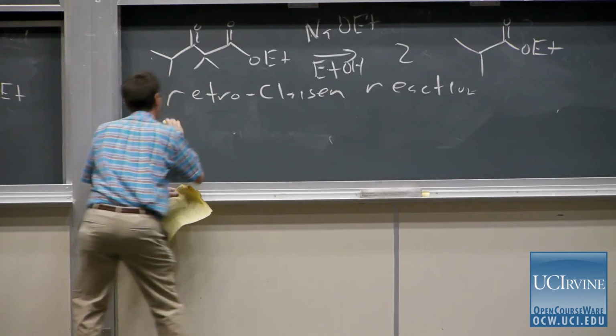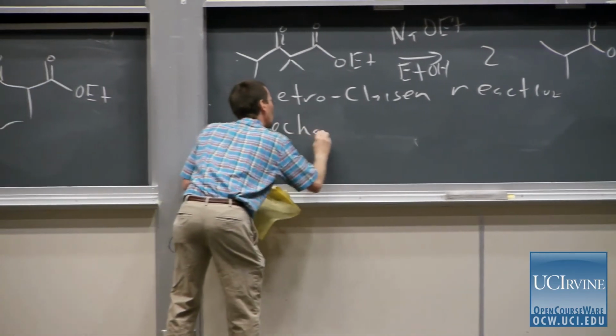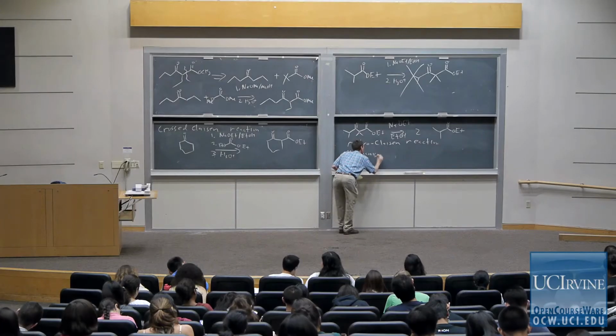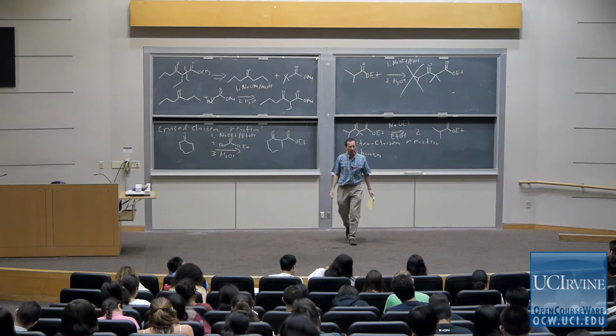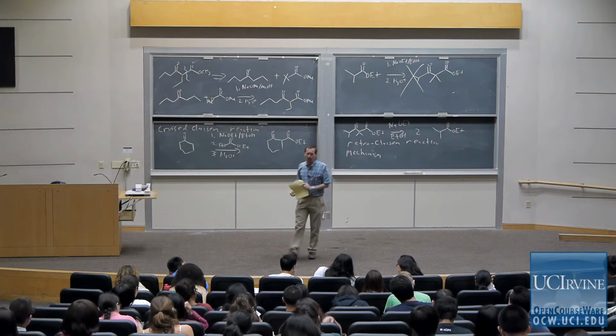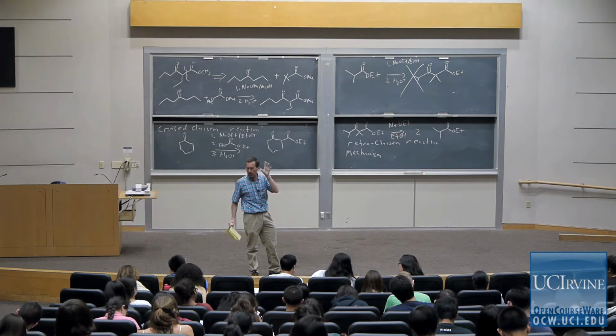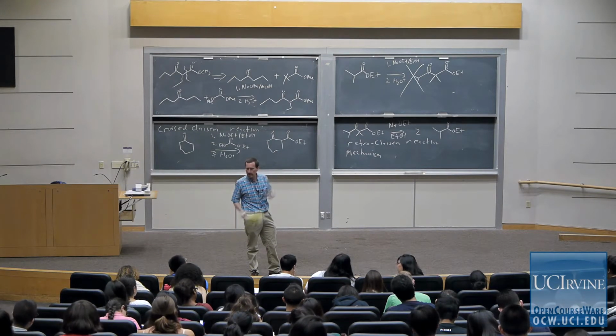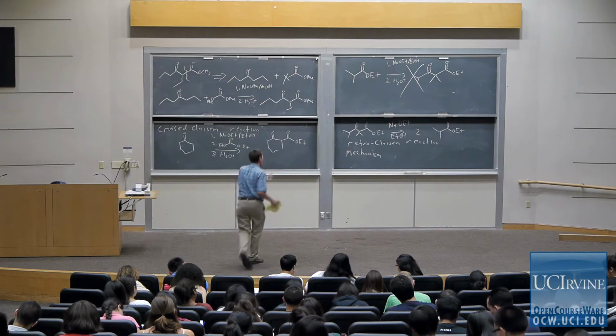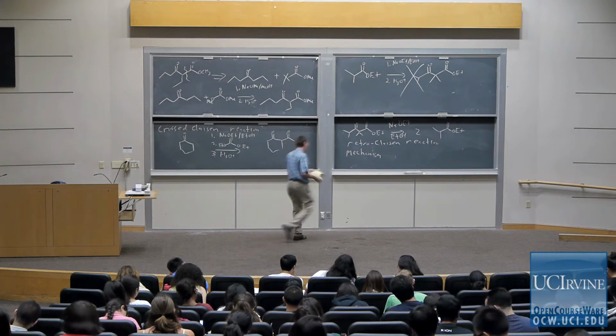I'm going to leave it to you to work out the mechanism. I just got the homework problems up from the textbook on chapter 24. One of the problems about 2/3 or 3/4 of the way through, I think, involves a retro-Claisen. I just looked at it very quickly. So you want to think about the mechanism there.